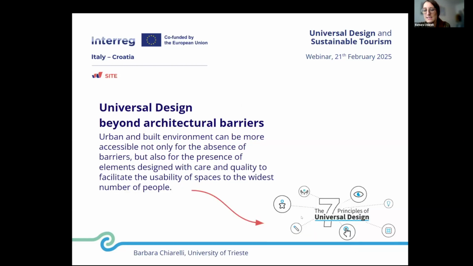So universal design has an important meaning because it looks beyond architectural barriers. From the perspective of accessible design, if there is evidence of some architectural barrier and there is the availability of funds to eliminate it, efforts go in the direction of symbol elimination. But we know that the urban and built environment can be much more accessible and enjoyable, not only for the absence of barriers, but also for the presence of elements designed with care and quality to facilitate the usability of spaces to the widest number of people. So the challenge is to go beyond the concept of dedicated solutions, and this is what universal design means.